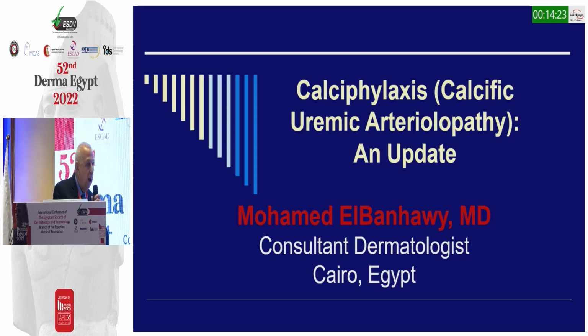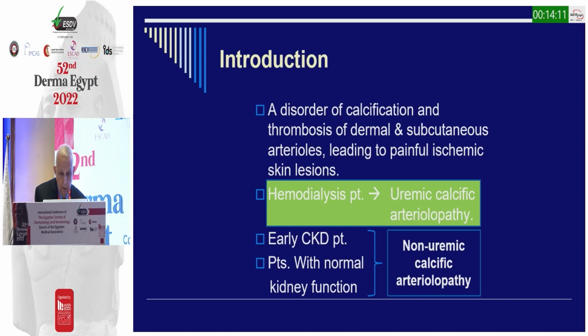انا موضوعي النهارده موضوع اسمه كالسيفيلاكسس، ده الاولد نيم، انما الكرنت نيم اللي هو كالسيفيك يوريميك ارتريولوباثي. الكالسيفيلاكسس دي اتس اوردر اوف كالسيفيكيشن اند ثرومبوزز اوف ذا ديرمال اند بانيكولار ارتريولز اندينج انتو بينفول اسكيميك سكين ليجنز.